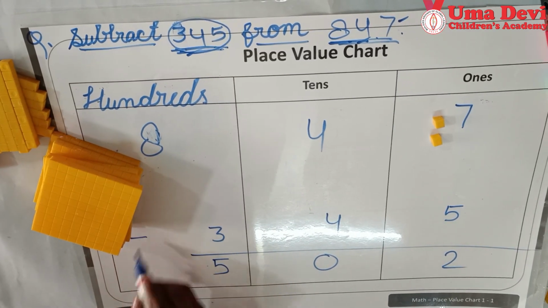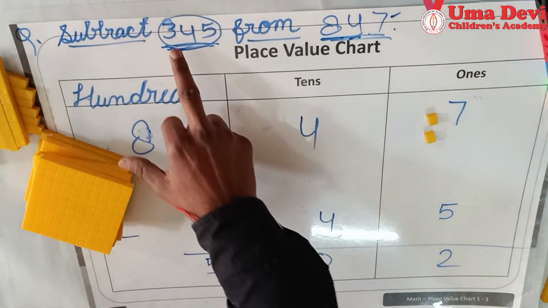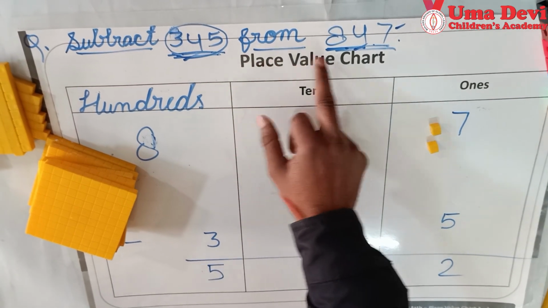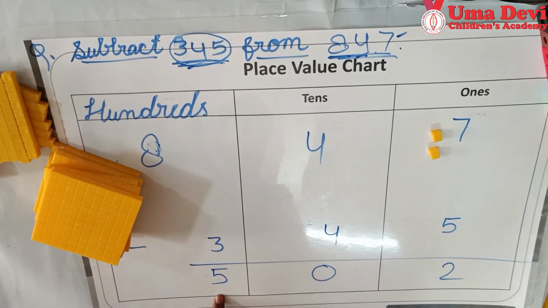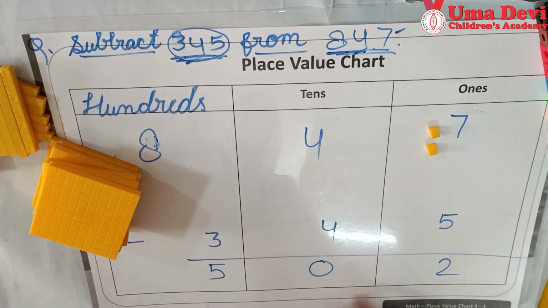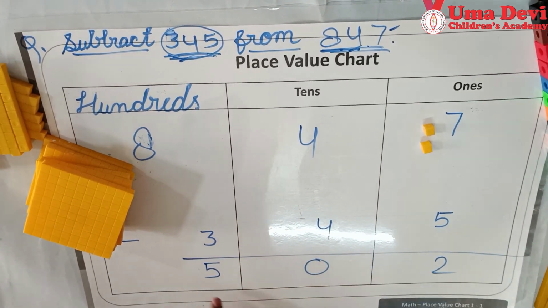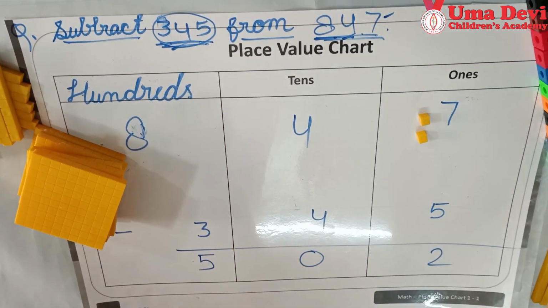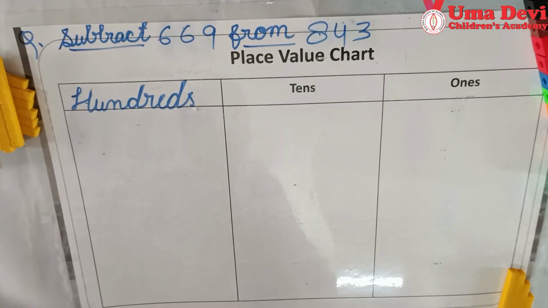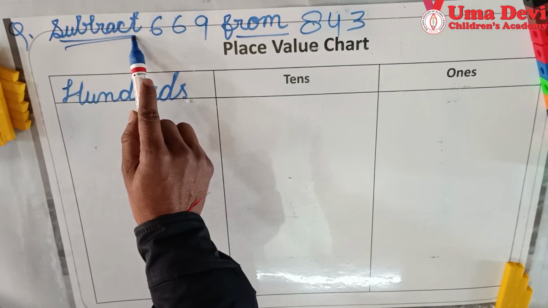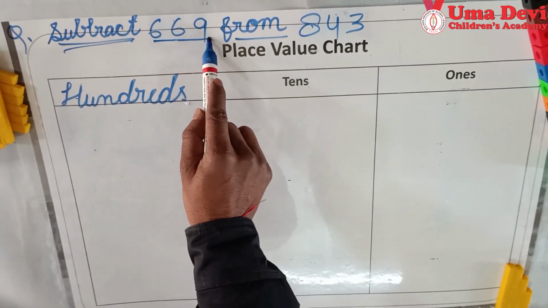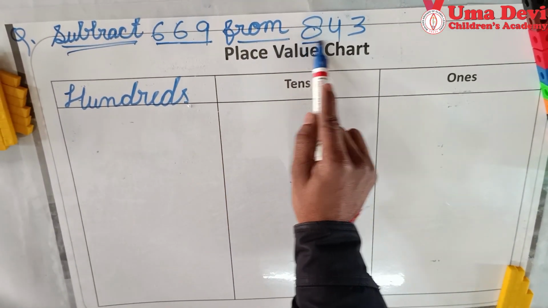This means when we subtract 345 from 847, we will get 502. Zero tens is 0, and 2 ones, so we get 502, right? So look here, we have one more question. The question is: subtract 669 from 843.